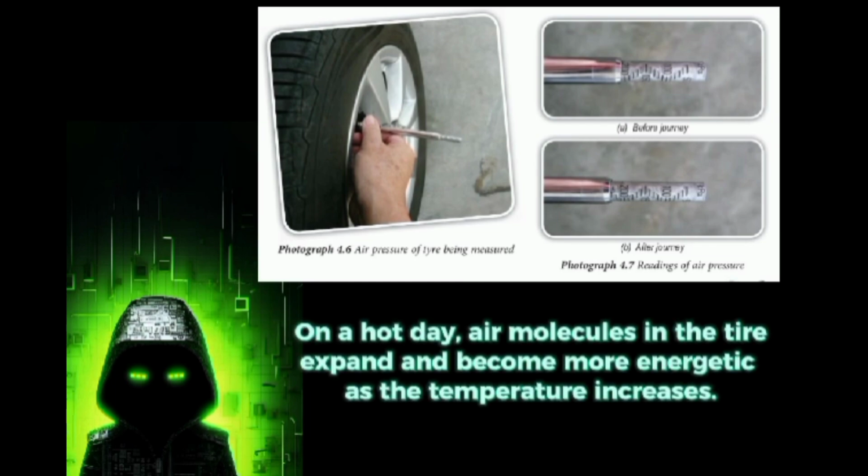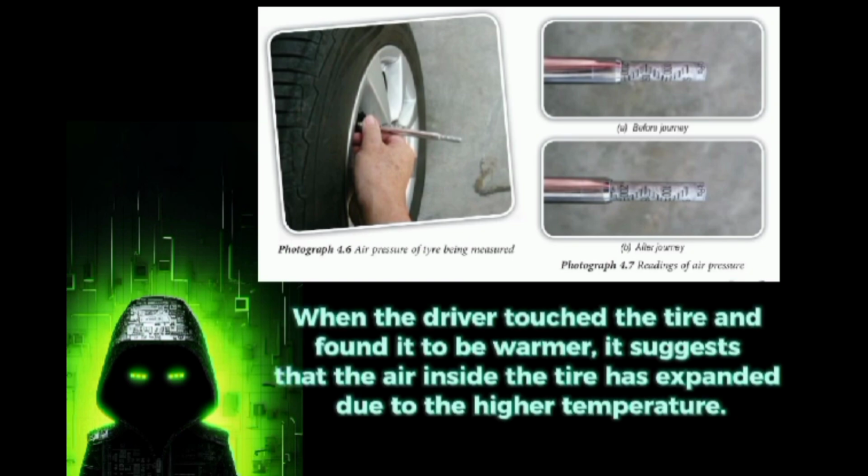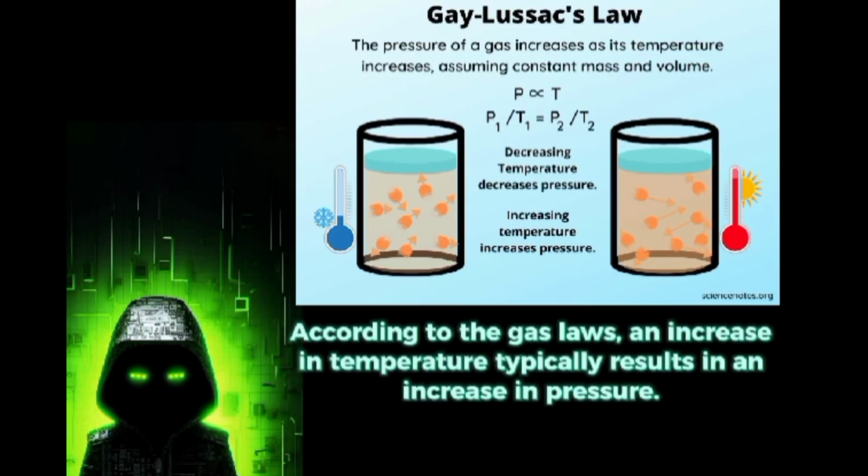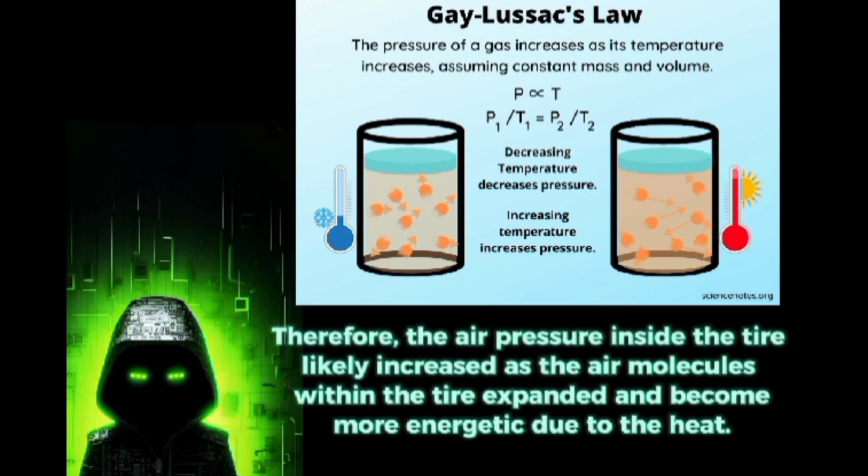On a hot day, air molecules in the tire expand and become more energetic as the temperature increases. When the driver touched the tire and found it to be warmer, it suggests that the air inside the tire has expanded due to the higher temperature. According to the gas laws, an increase in temperature typically results in an increase in pressure. Therefore, the air pressure inside the tire likely increased as the air molecules within the tire expanded and became more energetic due to the heat.